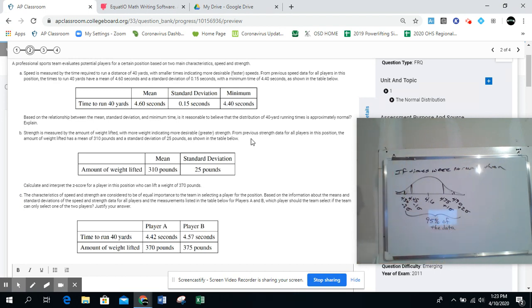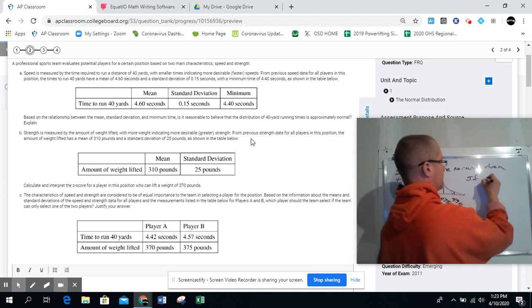Okay. The problem comes in here is that the minimum score is 4.4. So in ours, the minimum score is right here at 4.4. So if it was normal, there'd be a bunch more scores to the left.